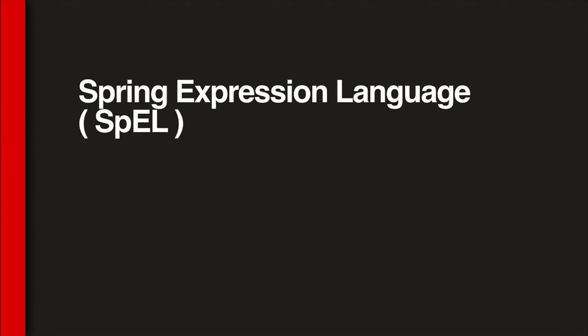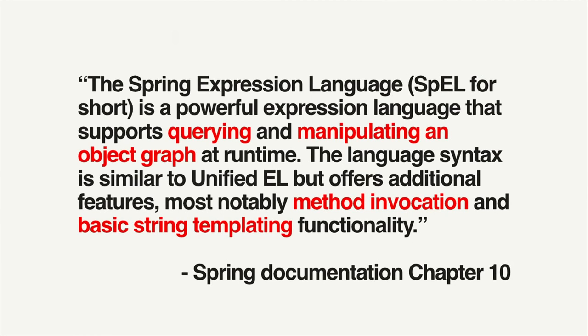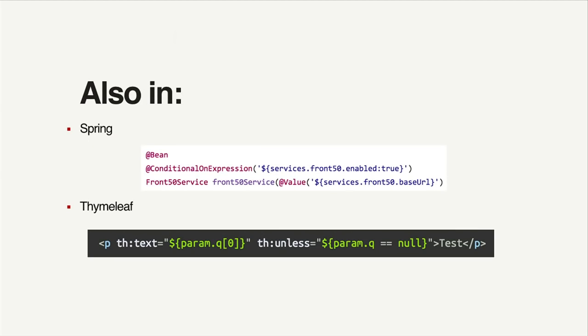Let me tell you a little bit more about SpEL. The Spring expression language, SpEL, is an expression language, and it allows you to query and manipulate the object graph whenever things are running. It has really cool features. You're able to add your own custom methods, and there's a lot of really interesting string templating attached to it. You might also be already using SpEL.